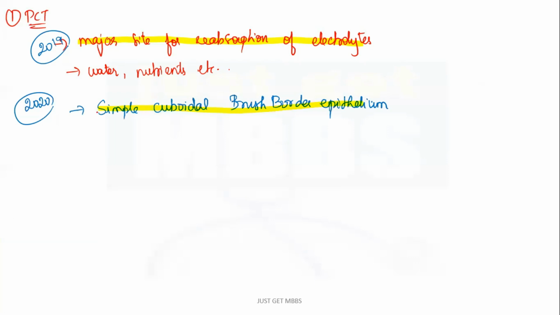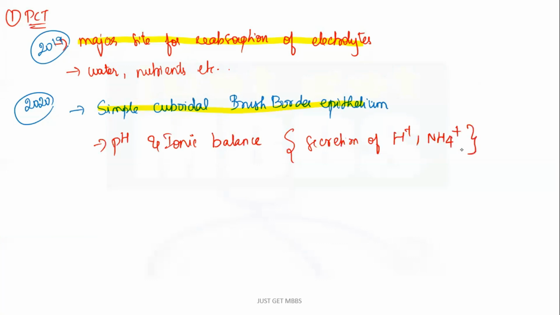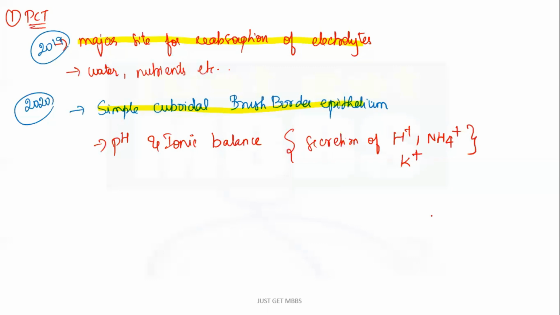So there are some other points that you must know with respect to functions. What are the other points? It is also going to help in the maintenance of pH and ionic balance of the body. How this pH and ionic balance is maintained is by secretion of hydrogen and ammonium ions, and then your potassium ions. So these are some points that you must know with respect to PCT. Right? Now, let us move on to the next tubule, that is your loop of Henle.